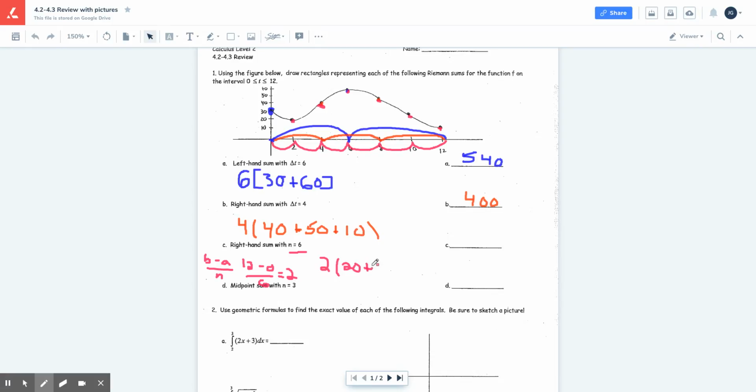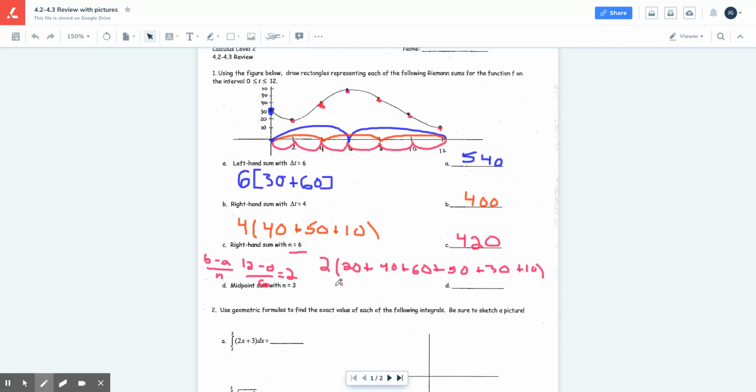y values, so that's 20, this first rectangle, that's the right side height. Then it looks like that is 40, and then we are at 60, and then we are at 50, then we are at 30, and then the last one looks like it is at 10. So we do all of that and then multiply by 2, and we get an answer of 420. All right, 420 is our answer.